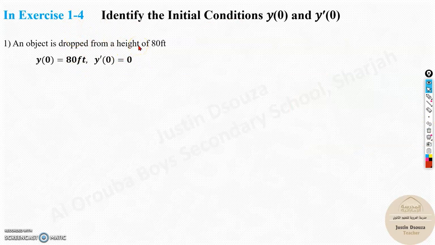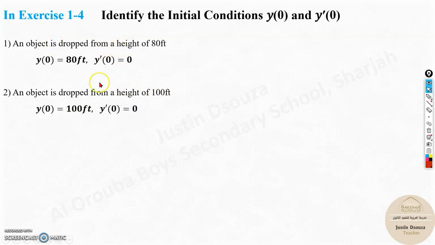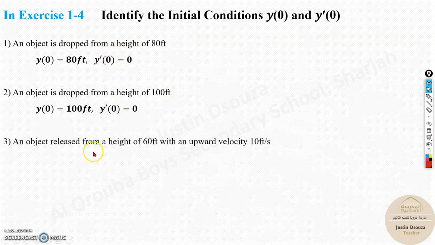because it's not mentioned. Now, in the next problem, an object is dropped from a height of 100 feet. Here, the same thing: the initial height, the initial position, is basically 100, whereas the velocity is not mentioned. In the third problem, we have an object released from a height of 60 feet with an upward velocity of 10 feet per second.